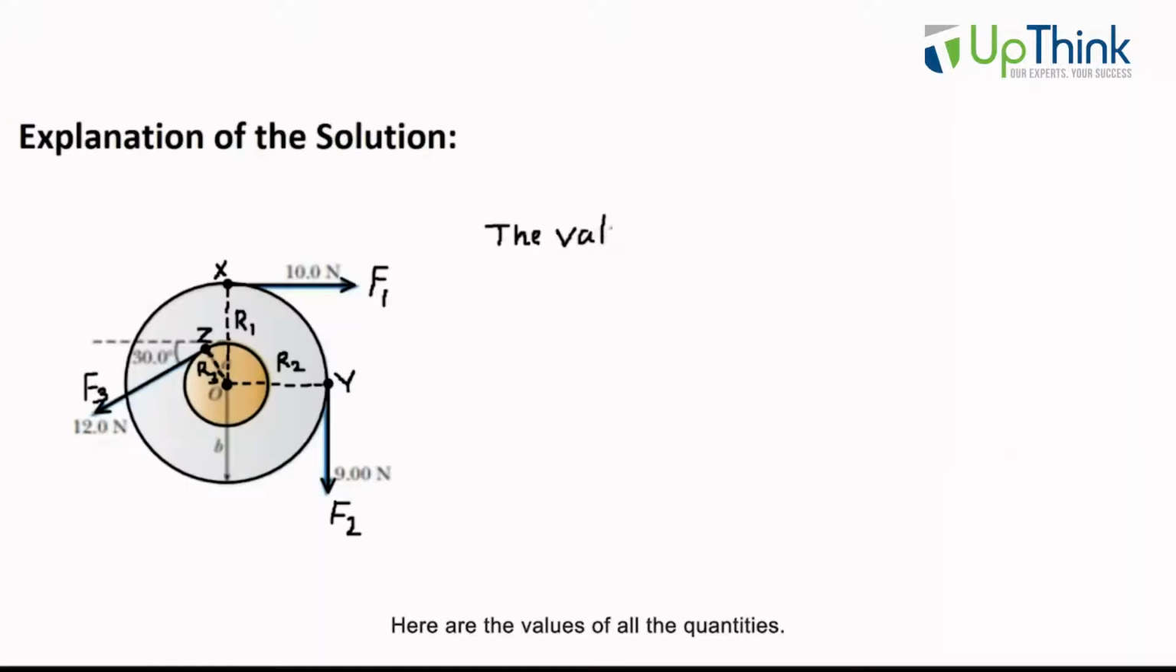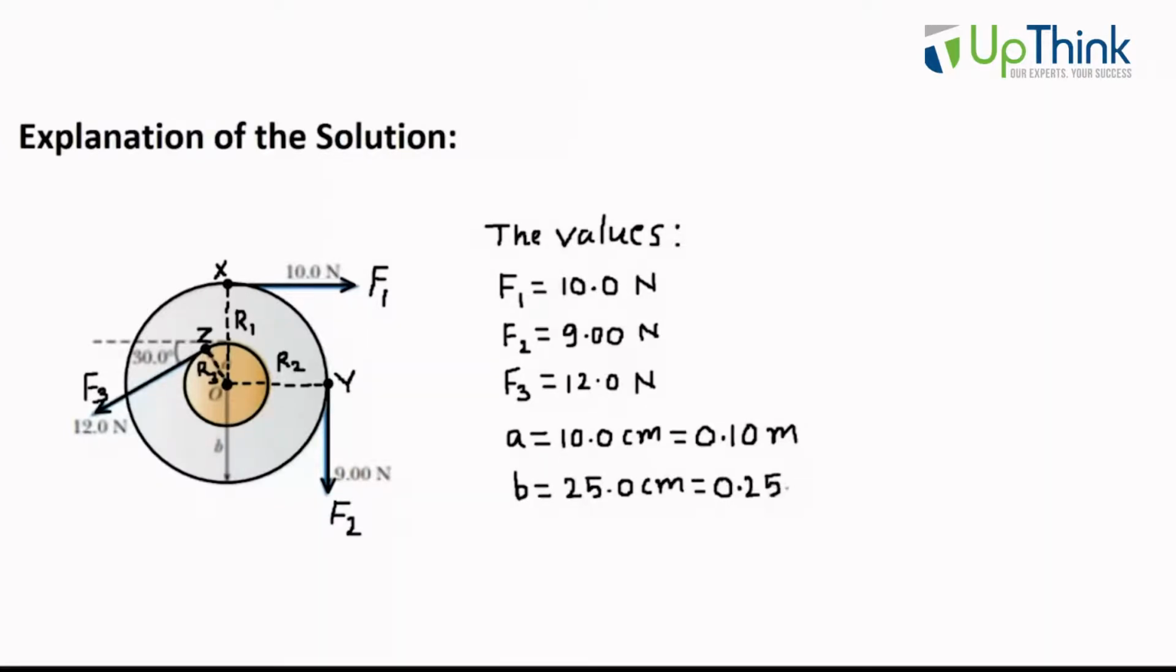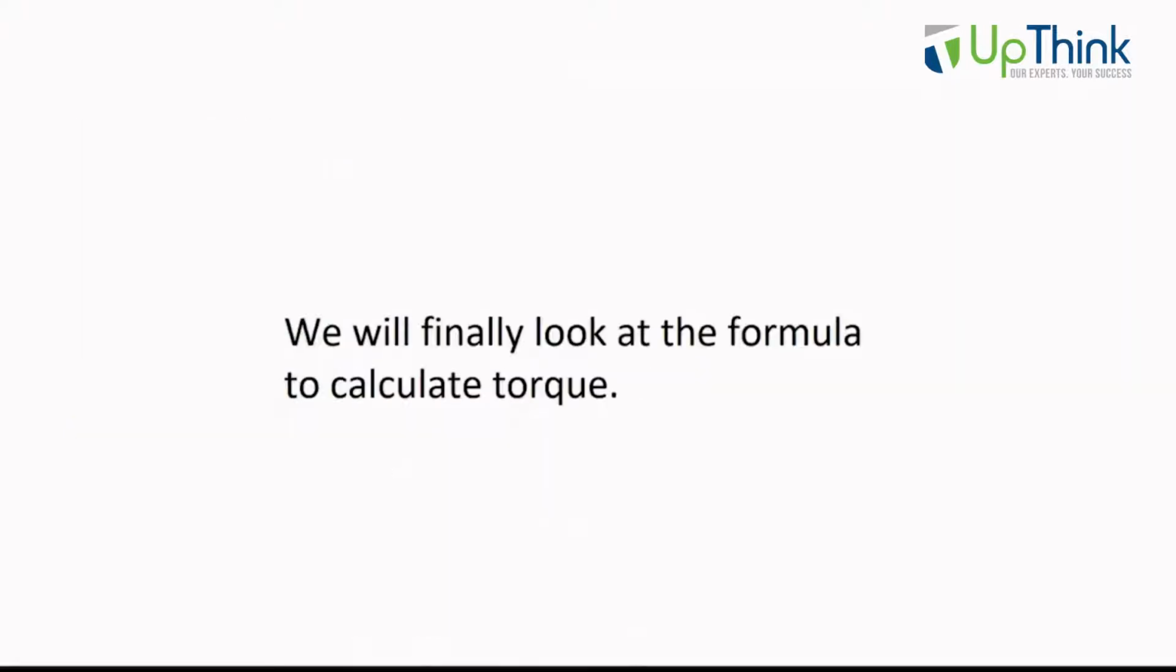Here are the values of all the quantities. F1 is 10 Newton. F2 is 9 Newton. F3 is 12 Newton. A equals 10 centimeters, which is equal to 0.10 meters. B equals 25 centimeters, which is equal to 0.25 meters. The values of the radii are given in centimeters. You need to convert these values into SI units, which here are meters.